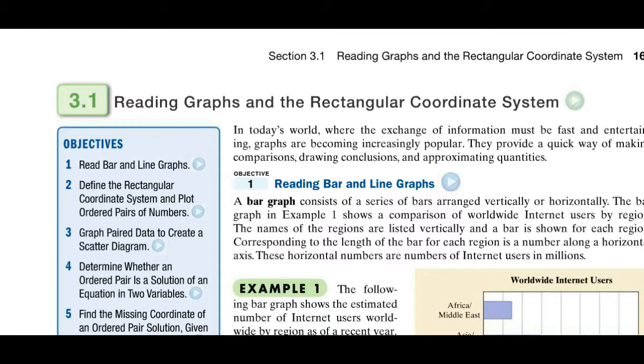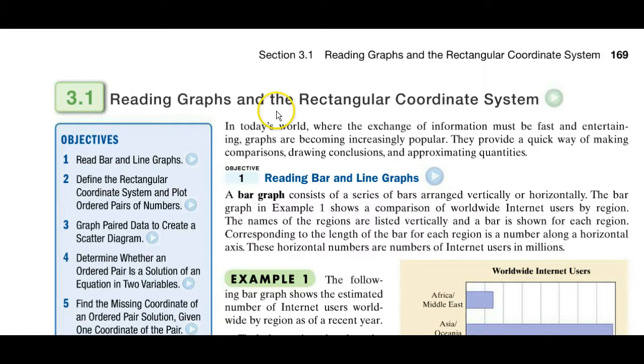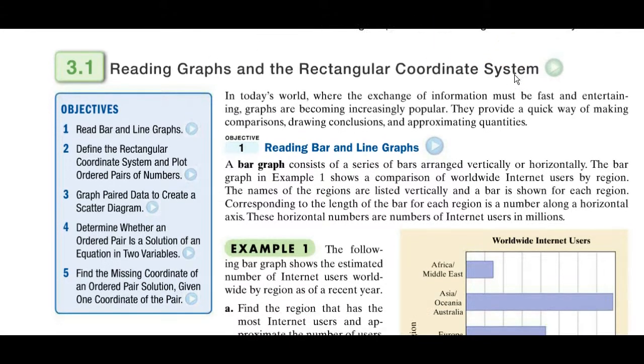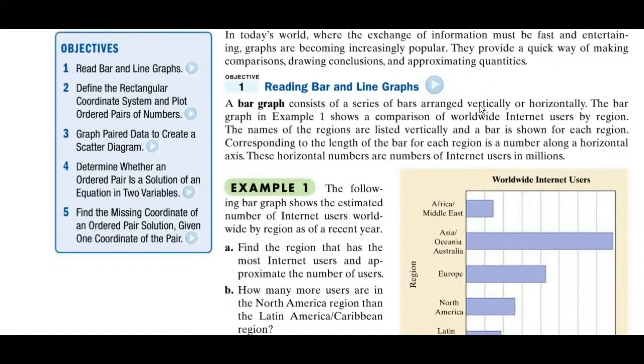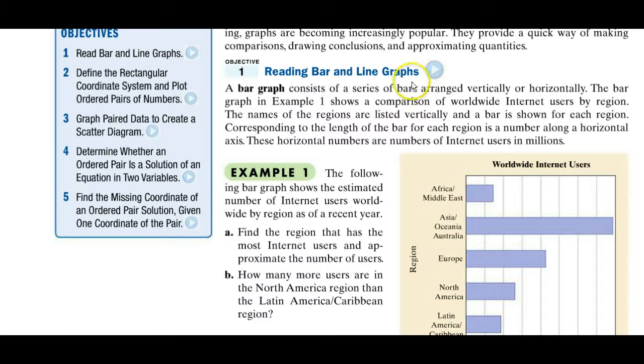On to chapter 3, section 1. As I've mentioned before, we're going to give an overview. I'm not going to read the chapter for you, but we'll be commenting and taking some of the words out here. So, reading graphs and the rectangular coordinate system. And we use graphs a lot. So, reading a bar graph to start us off.